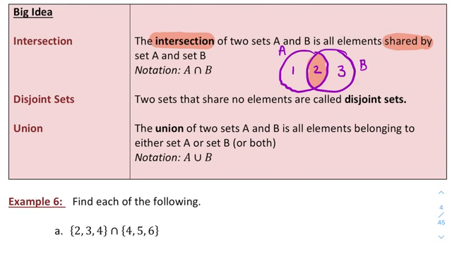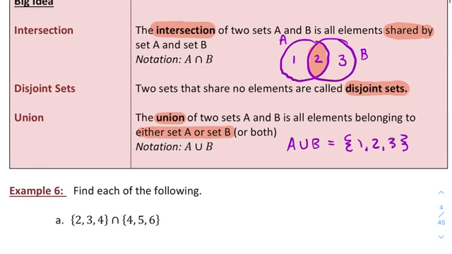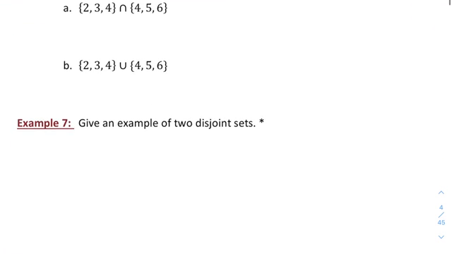You can have sets that don't have any shared elements or overlap. Those are called disjoint sets. And a union of two sets is the elements that belong in either set or could be in both of them. So notation for it's a U, kind of U for union. So if you basically dump all the elements in A and B together, it'd be the set containing 1, 2, and 3.